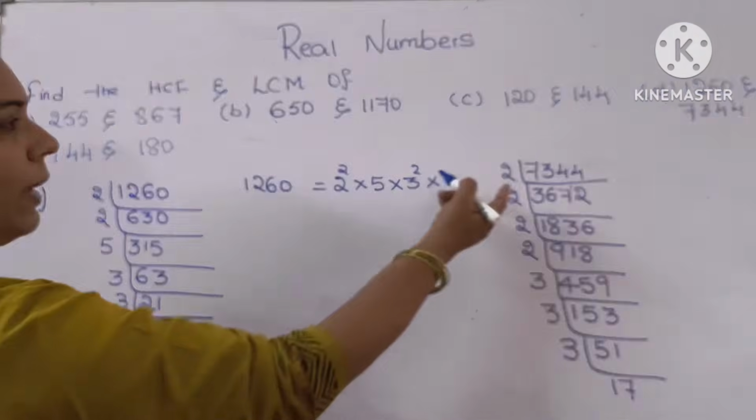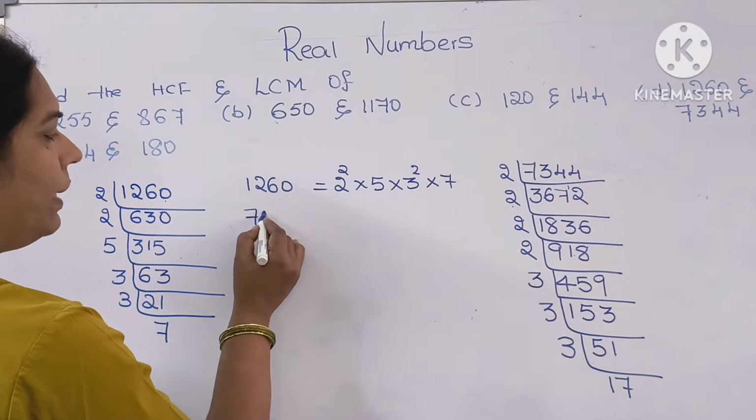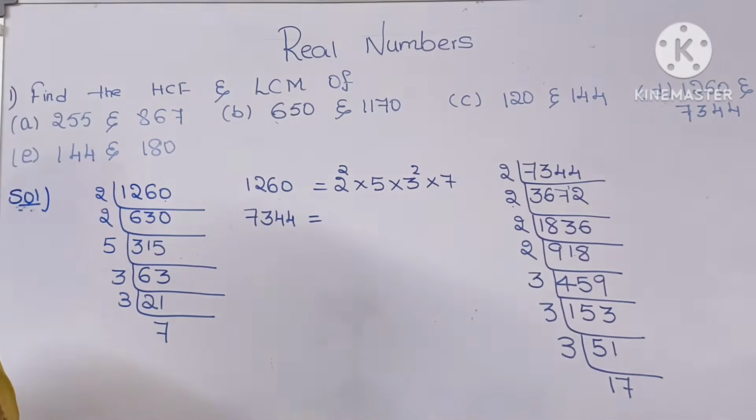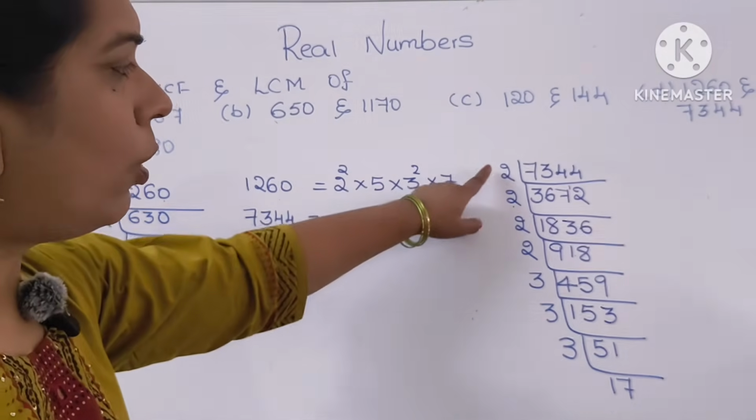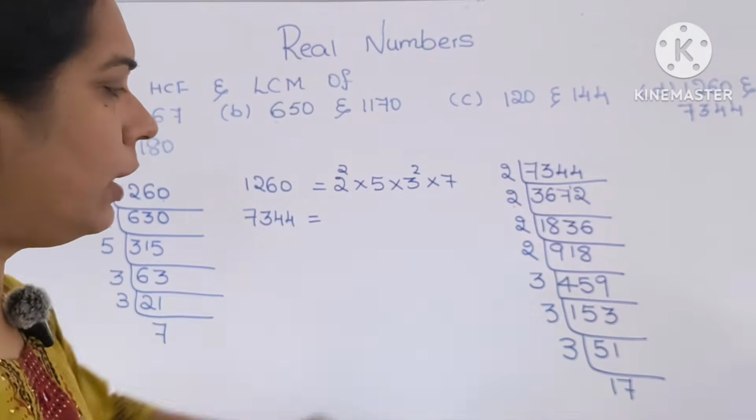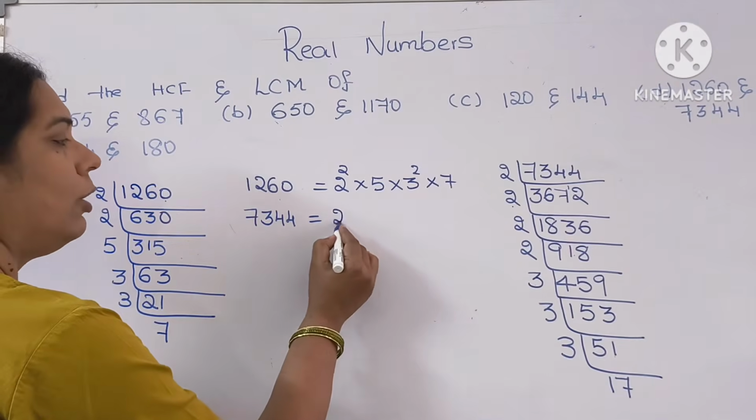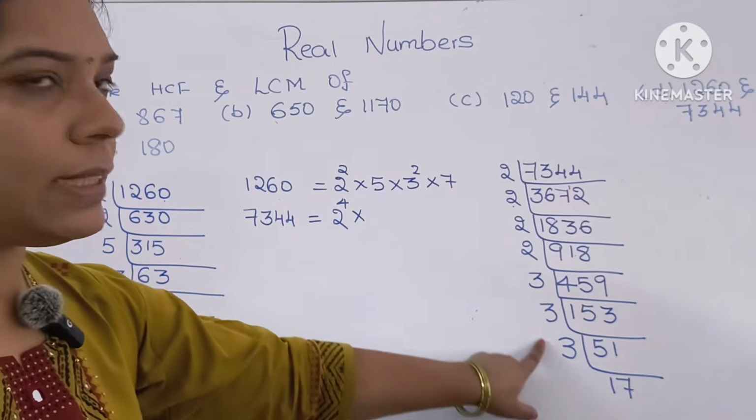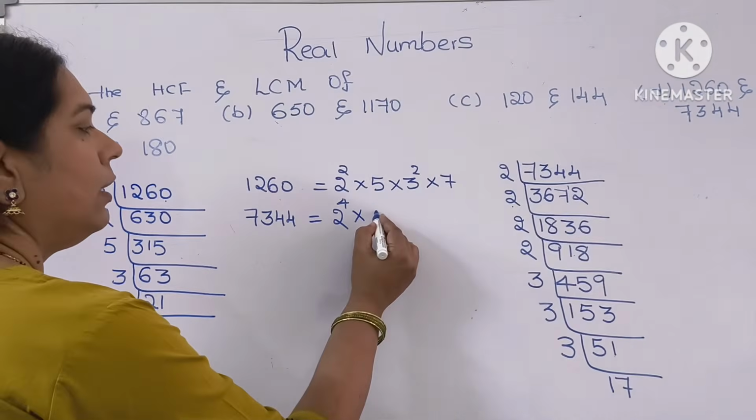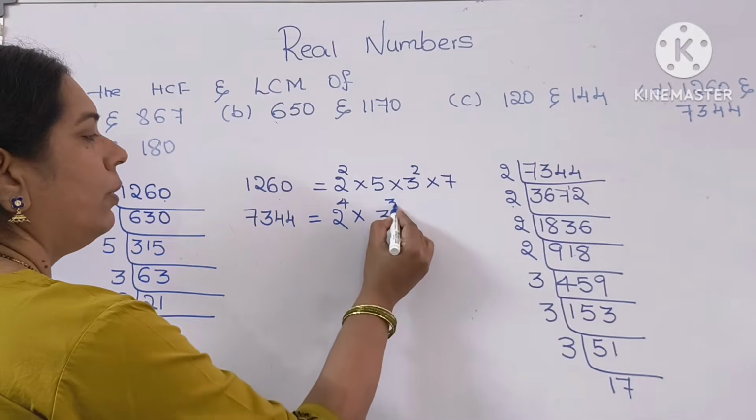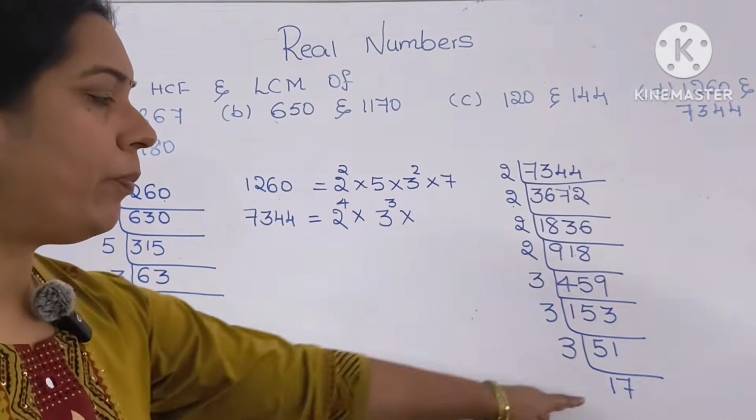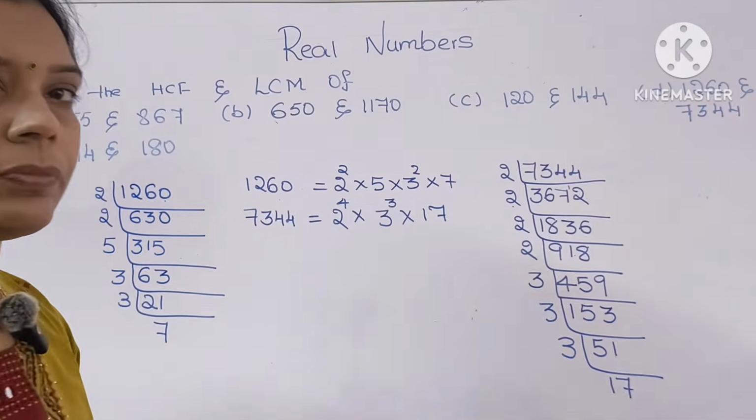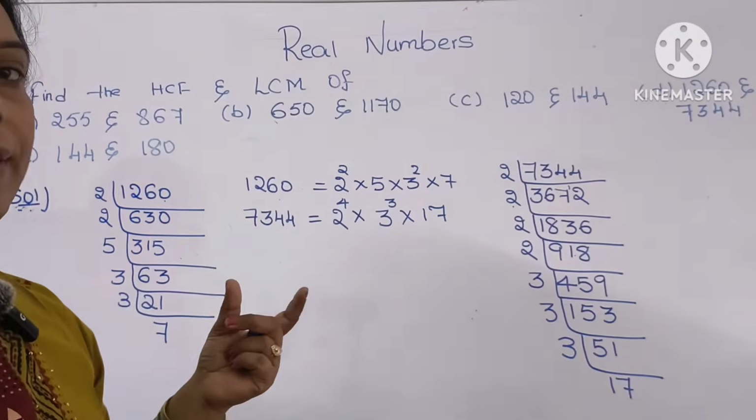So, I will leave it like that. And now, I will write the prime factors of 7344. How should you write? Write it in exponential form. Count how many 2's are there. 1, 2, 3, 4. There are 4 2's. So write it as 2 power 4 multiplied by how many 3's are there? There are 3 3's. 3 cube multiplied by 17. Write it as 17. This is the prime factorization.